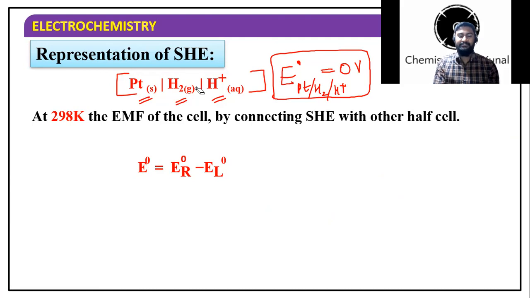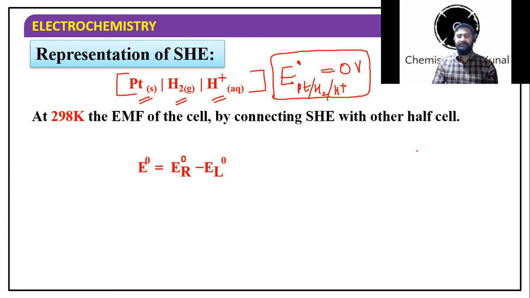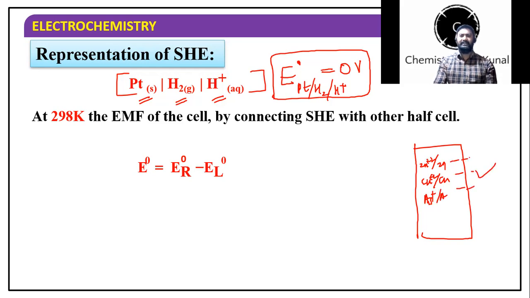So let me tell you why we study S.H.E. What's the real use of S.H.E.? See, how do you think the values would have come? Imagine when you open the book, you'll see reduction potential values of zinc, copper, let's say silver, and all these things are obtained. How do we get it actually?